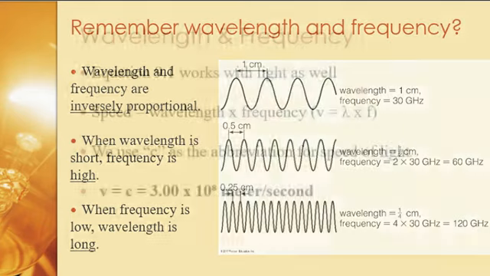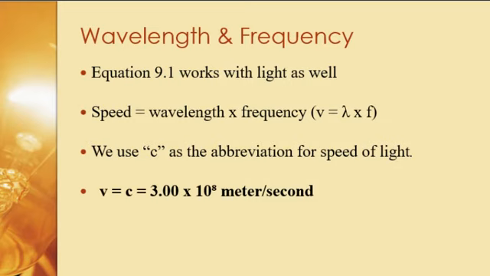Yes, everybody good? All right, so equation 9.1 works with light as well as with, I guess we used it for sound, right? So speed equals wavelength times frequency. So speed's going to be v, we were talking about that being velocity or whatever. We use c as the abbreviation for light right here, and we're going to use this number, 3.0 times 10 to the 8 meters per second. So we'll use that in math equations, yes. What page is this? What page, y'all? 83. 83.